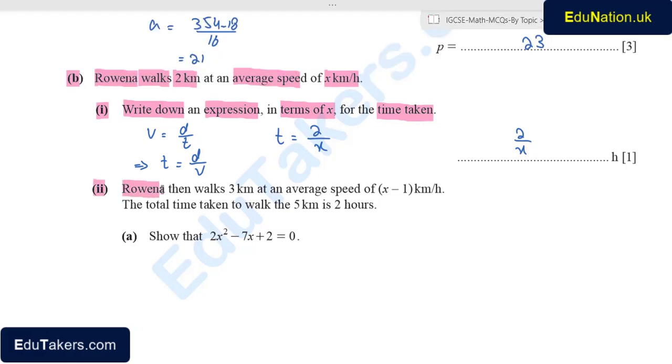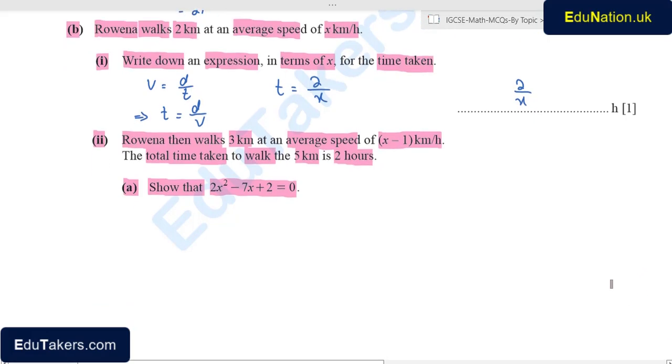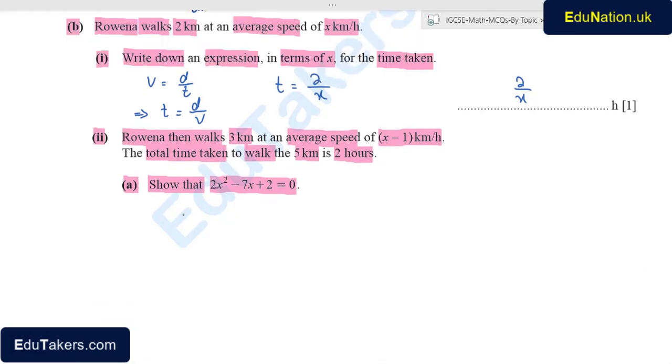Part 2. Rowena then walks 3 km at an average speed of x minus 1 km per hour. The total time taken to walk the 5 km is 2 hours. Part A. Show that 2x square minus 7x plus 2 equals 0. Let's say this is t prime, and this time is for when Rowena walks 3 km at an average speed of x minus 1.